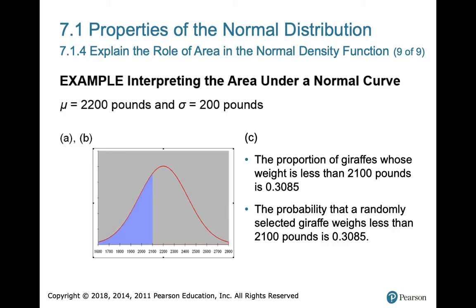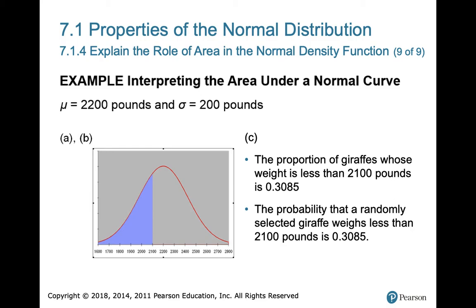Then in part B, we wanted to shade in the area to the left of 2,100. And then it says if that area is 0.3085, what does that mean about this? Well, that means that the proportion of giraffes whose weight is less than 2,100 pounds is 0.3085. And the probability that a randomly selected giraffe would weigh less than 2,100 pounds is 0.3085.